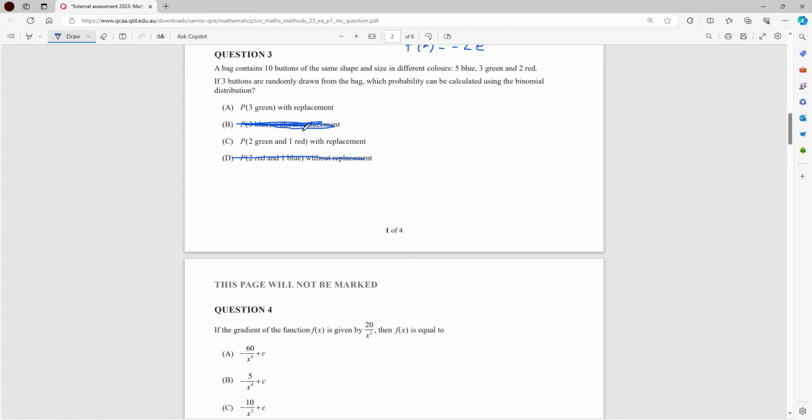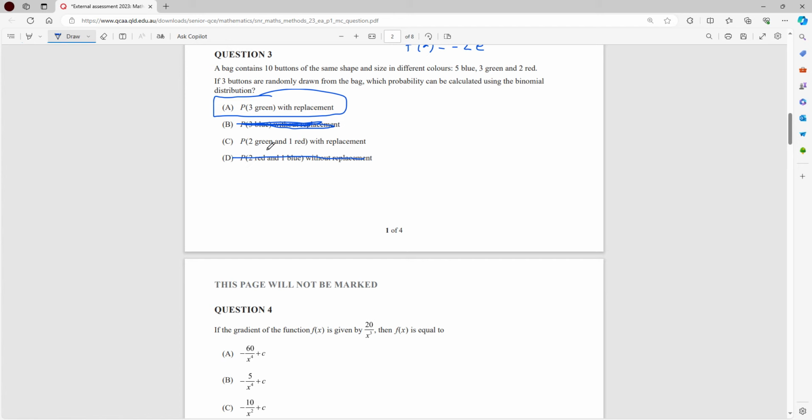Now, it has to be the same color as well. If we take a look here, we can only draw 3 buttons of either blue or green because there's only 2 of red. So the probability of 3 greens with replacement and the probability of 3 blues with replacement would be correct answers. But we can see we only have one of them here. This one is incorrect because it's 2 different objects and the probability is different. So remember, with a binomial probability, the probability of drawing a certain object needs to remain the same.